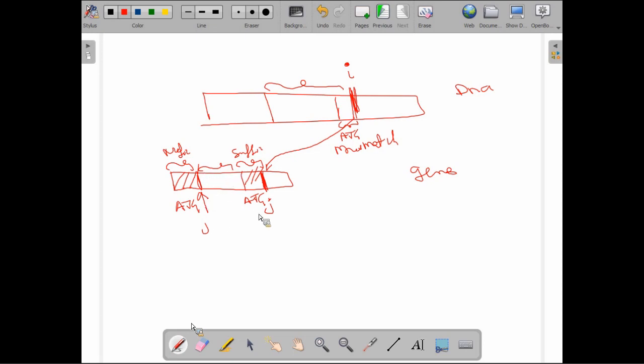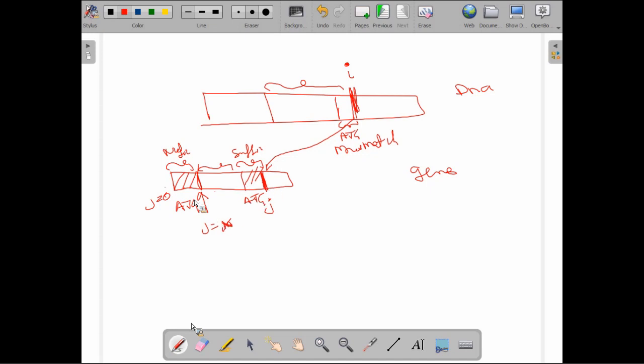So I can start comparing this location, which is not J equal to 0. J equal to 0 is this, whereas this is, let's say, J equal to some location X, where this suffix and prefix are different. So till this point, whatever is there in the suffix is also there in the prefix. So whatever is the length of the suffix, I can subtract that length from this J and start from here, rather than starting from here.